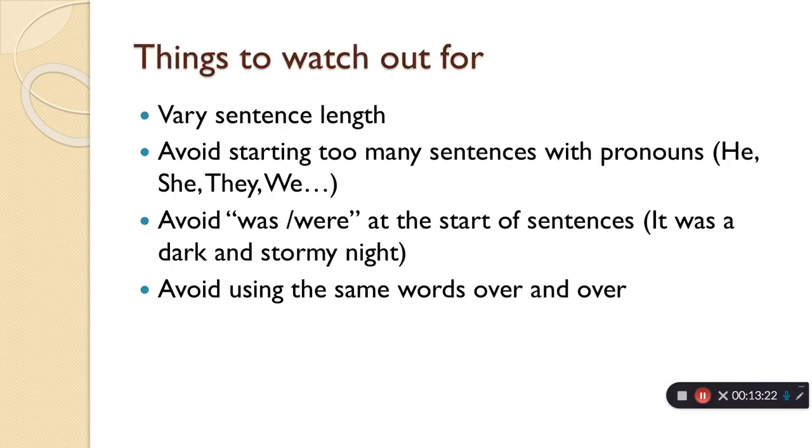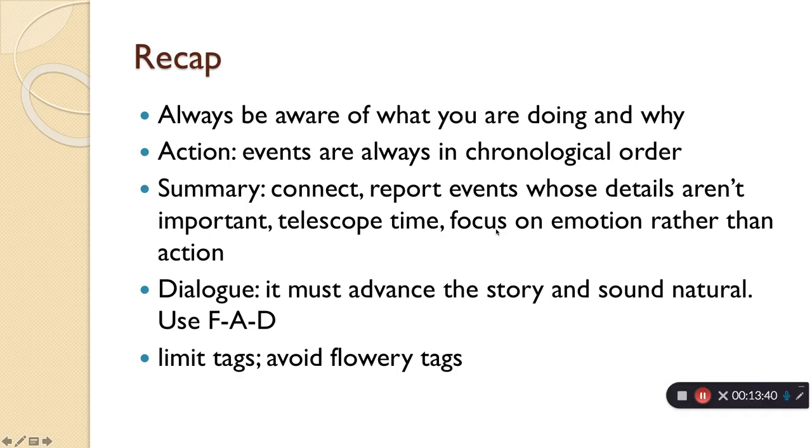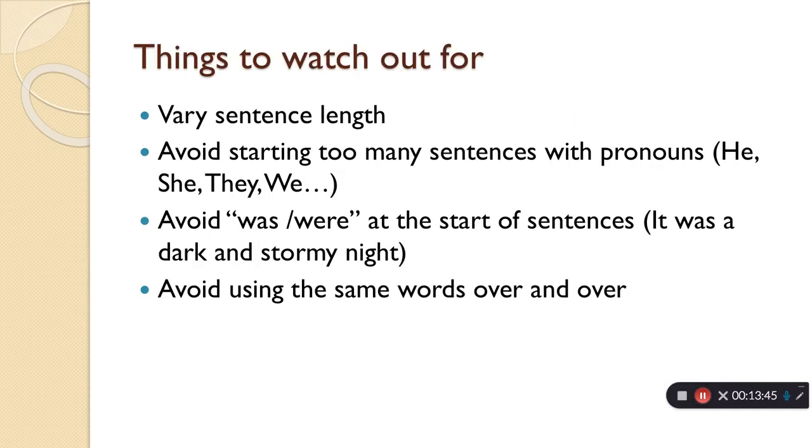So a couple other things to watch out for. Vary your sentence length so that it's interesting. Try to avoid starting too many sentences with pronouns, because that can get a little off-putting. Avoid the was, were at the start of the sentences, like it was a dark and stormy night, because that's telling, that's not showing. And if we can, we always want to show. And try to avoid using the same words over and over and over. I know I do that a lot. I fall in love with words and I can just keep using them. So that's a common one as well.